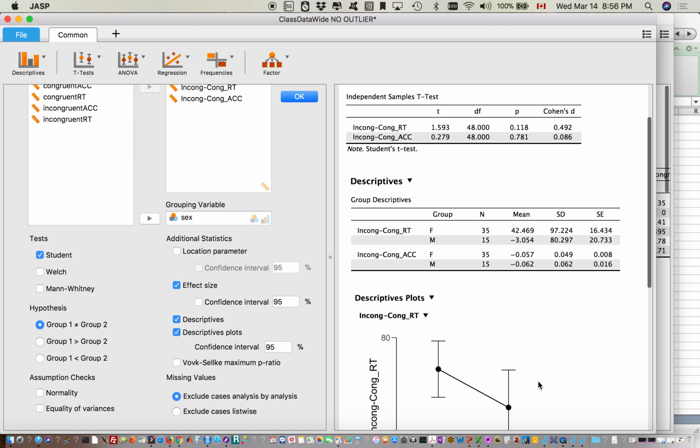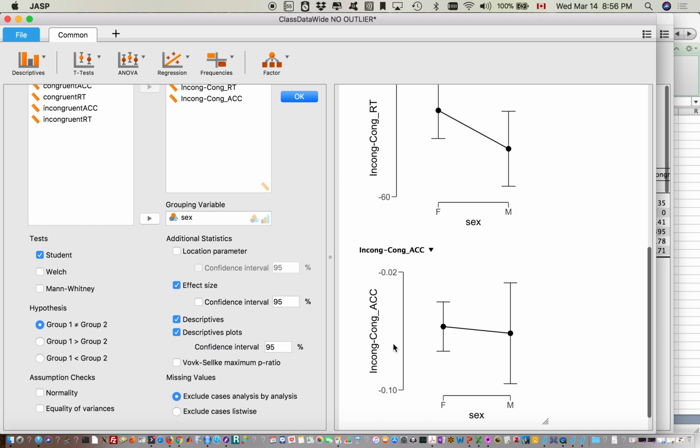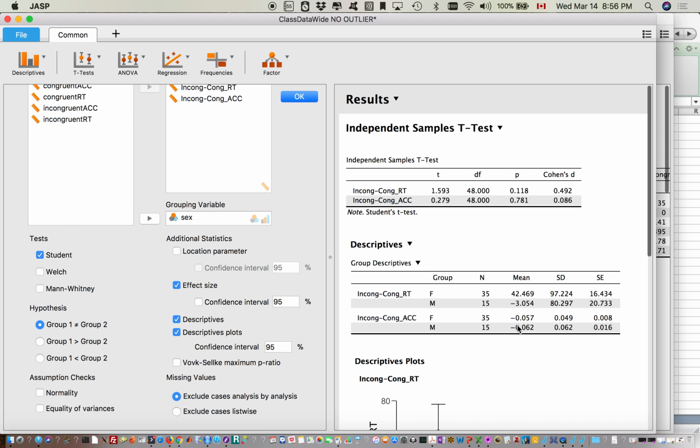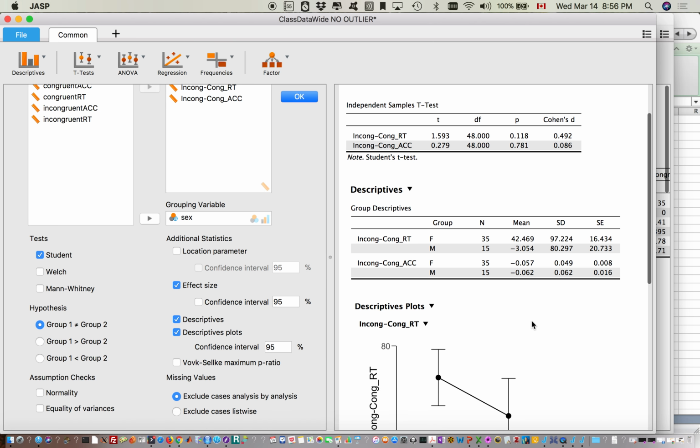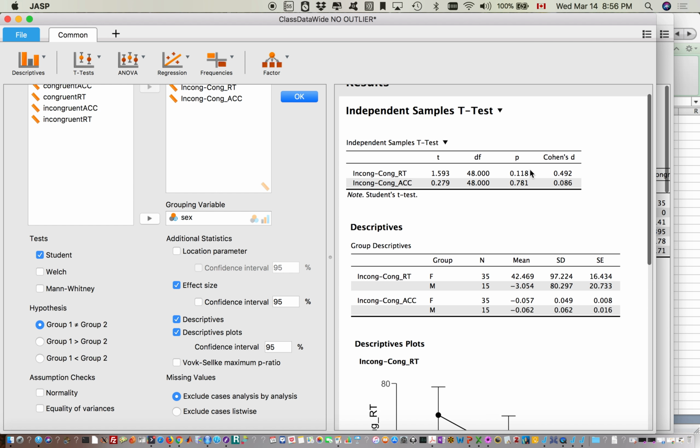All right. It appears that there is no difference between incongruent and congruent trials for accuracy by gender. So this is essentially the set of data that I would include. You would have to incorporate it with text into the results section, and then I expect you to discuss it in the discussion section.